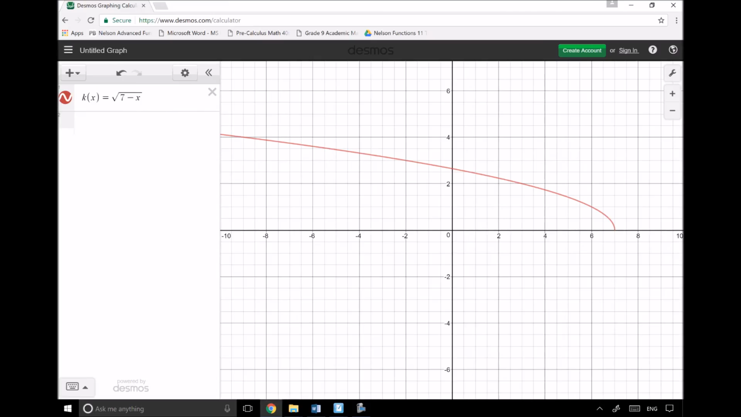My range is going to be from 0 all the way up to positive infinity because it starts at 0. That's my lowest point, but it's just going to keep increasing and increasing and increasing, okay?